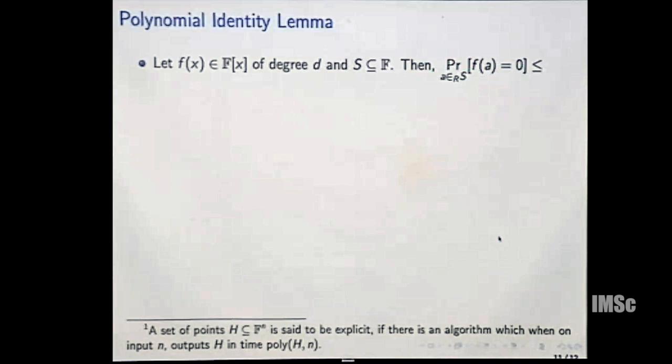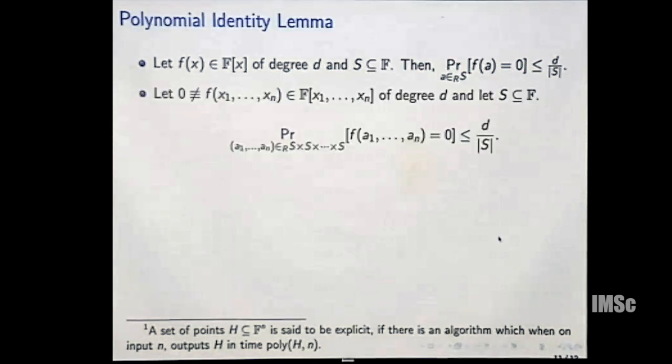So in the univariate case, I know what the probability is that this is actually a 0. I'm going to pick one point from the set S. So it is at most d by |S|, where |S| is the cardinality of S, because it has at most d roots. So only in d of them can it be 0. Now this also appears to hold over multivariate polynomials. It's not a hard thing to prove, but you have to use a proof by induction.